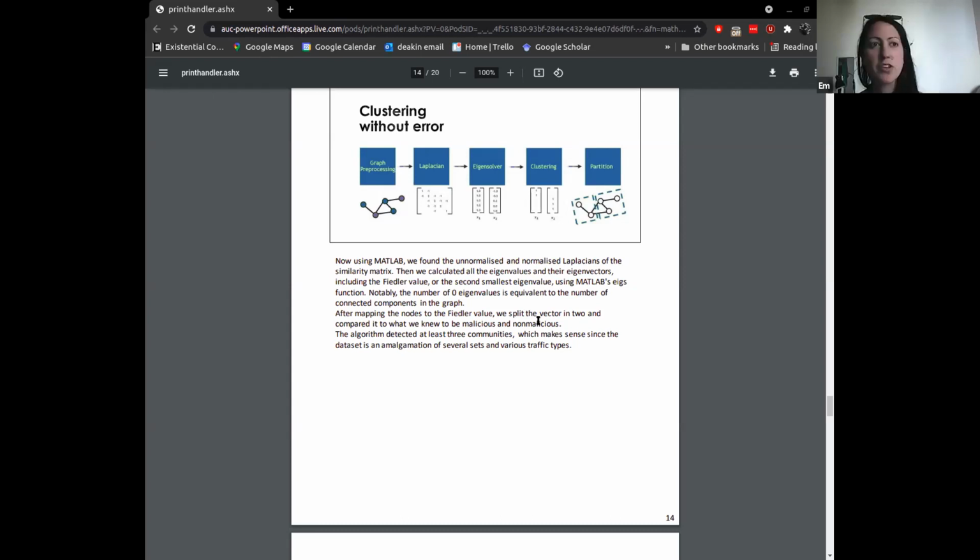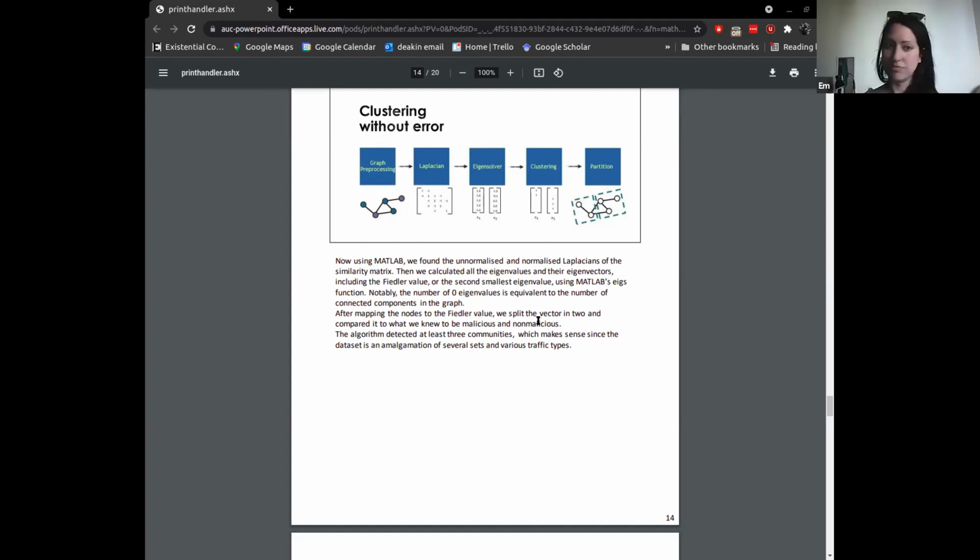We calculated all the eigenvalues and the corresponding eigenvectors, and we also took note of the Fiedler value, which is the second smallest eigenvalue, and it has some really important properties for spectral clustering. Notably, the number of 0 eigenvalues of the similarity matrix is equivalent to the number of connected components in the graph, which is what allows us to partition the data.